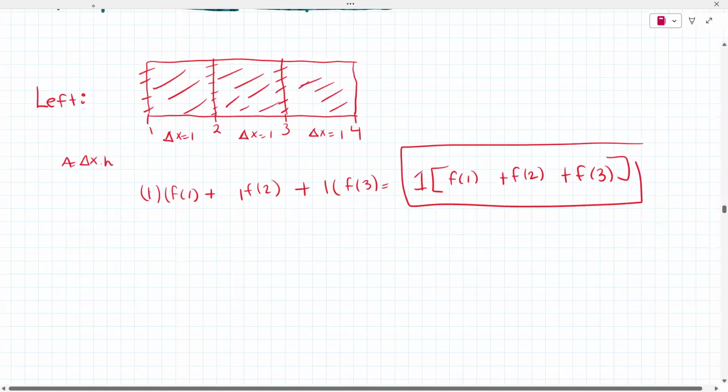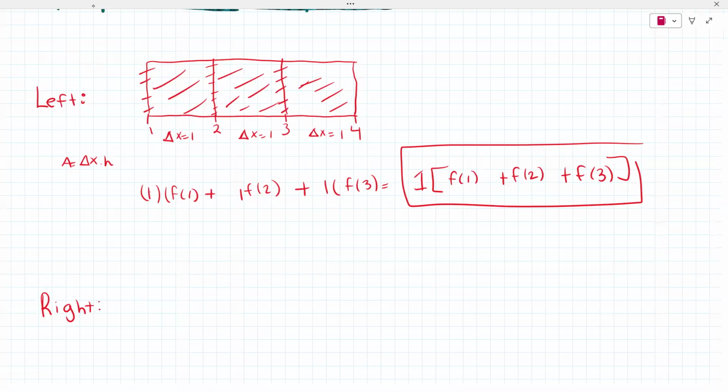Okay, let's do the right side because they do ask for right. Okay, so here's 1, 2, 3, 4.